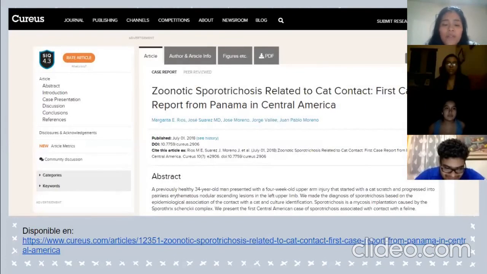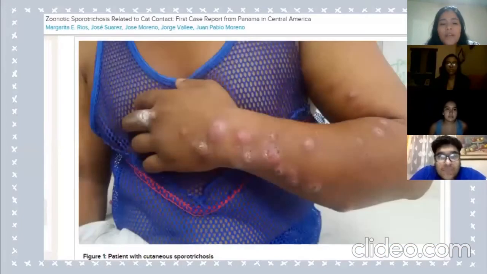As a curiosity, regarding Panama, we found an article published in 2018 about, next, zoonotic sporotrichosis related to cat contact, first report from Panama and Central America. Next. Here's a picture from the patient in the article. He was a healthy 34-year-old man from La Espiga, Chorrera. Next.